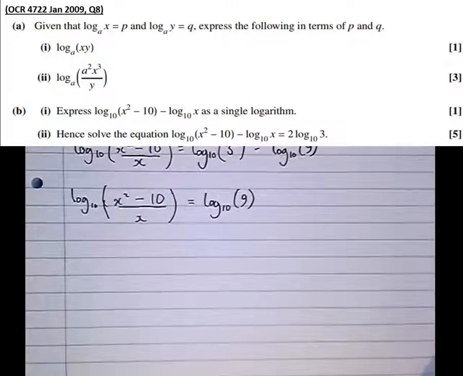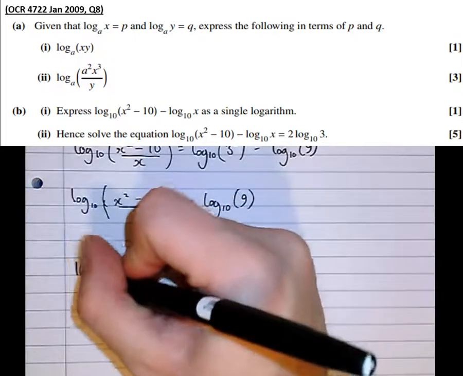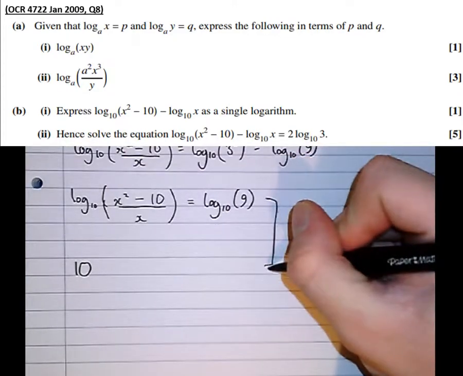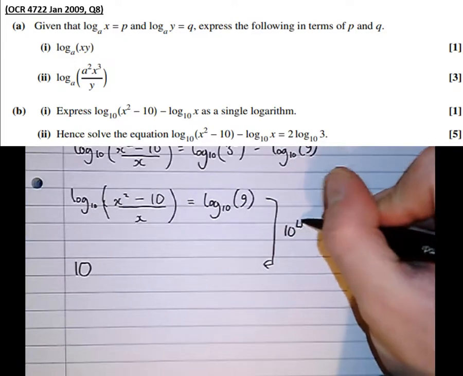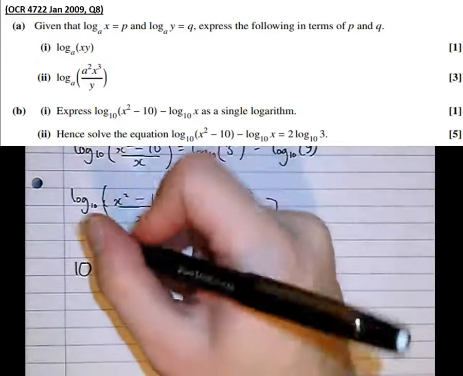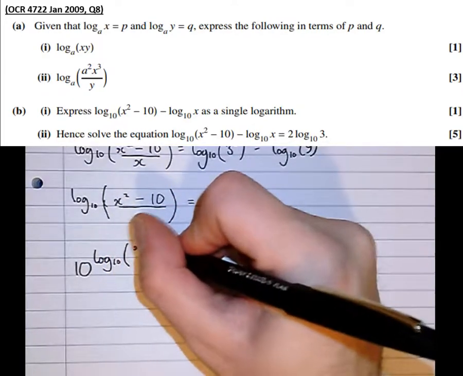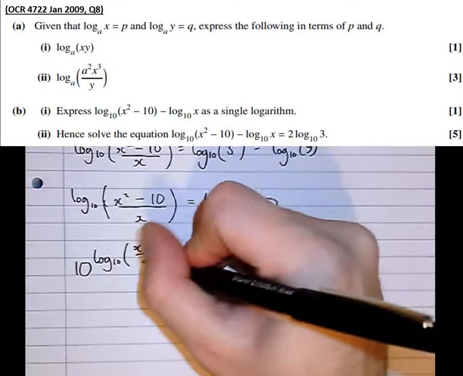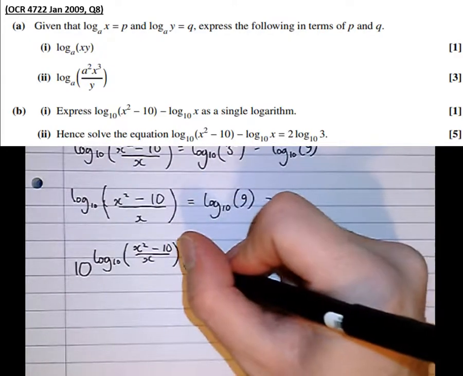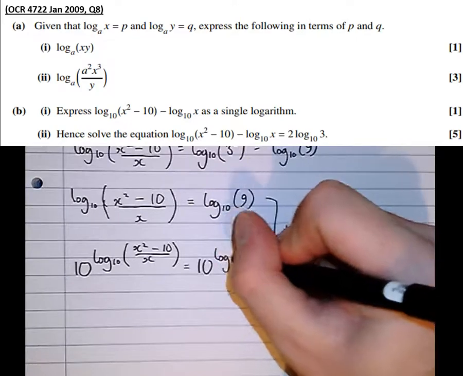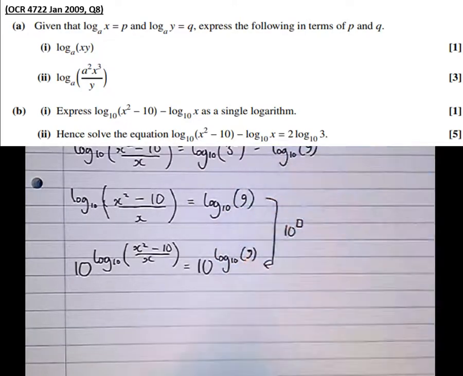Log to the base 10 of x squared minus 10 over x equals log to the base 10 of 9. Now how do we unlog? Well, the opposite of log base 10ing something is 10ing it, if such a term exists, raising it as a power of 10. So between this line here and this line here, we're going to do 10 to the power of each side. So 10 to the power of log to the base 10 of x squared minus 10 over x equals 10 to the power of log to the base 10 of 9.